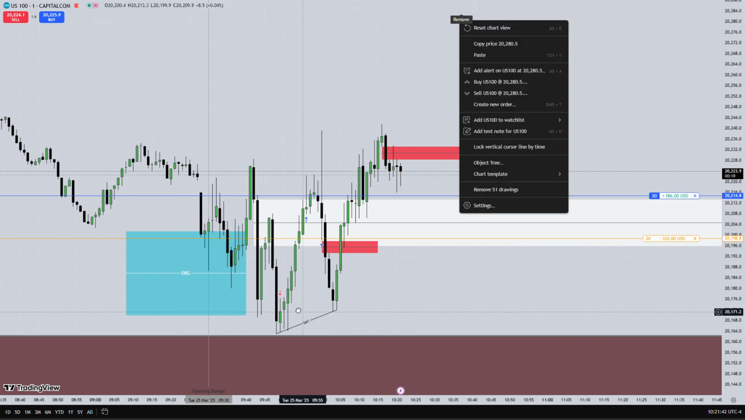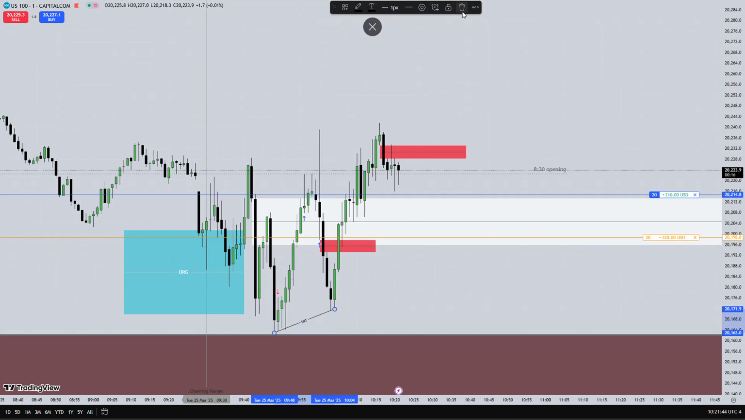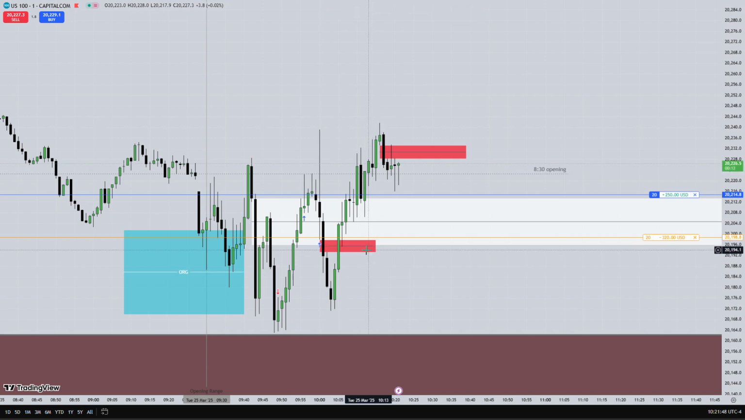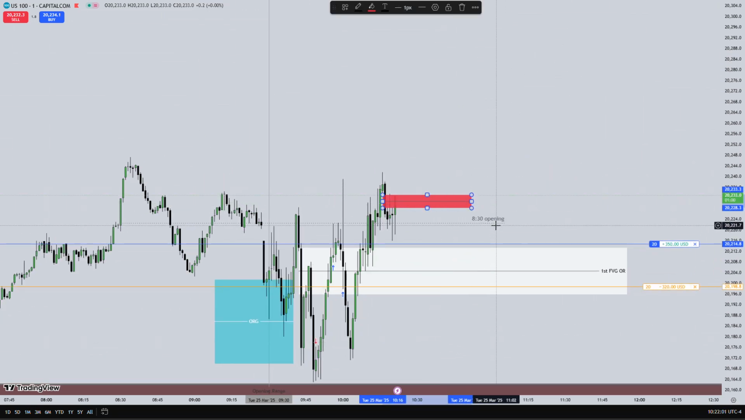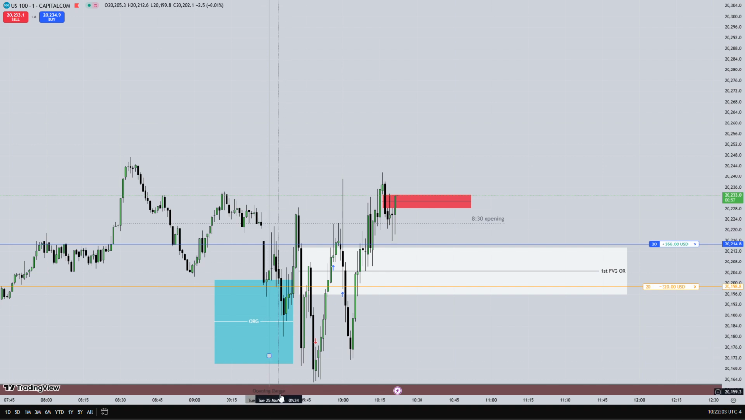So let me also take this one out. Yeah, you can also use this one. Yeah, this is the inversion that I've talked about. The price trades to the consequent encroachment and starts to trade higher. Let me take this one out, don't need it anymore. We need the 8:30 opening, the opening range. The opening range gap, you also don't need it anymore because we know it traded below it completely.